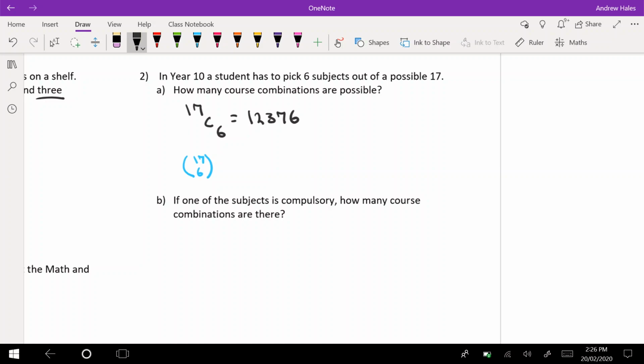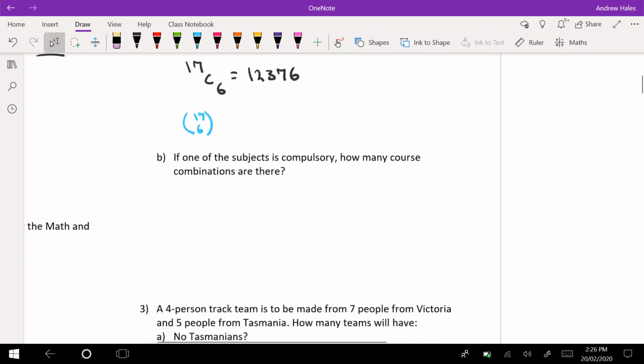Okay, if one of the subjects is compulsory, how many course combinations are there? Well, if one of them is compulsory, that means we don't have a choice. We have to pick one subject from one subject. Well, I can write that as 1C1 because I have to pick it. How many do I have left over? How many do I have left over that I can choose from? Times 16C5.